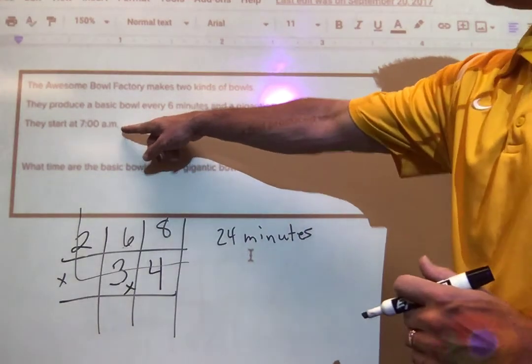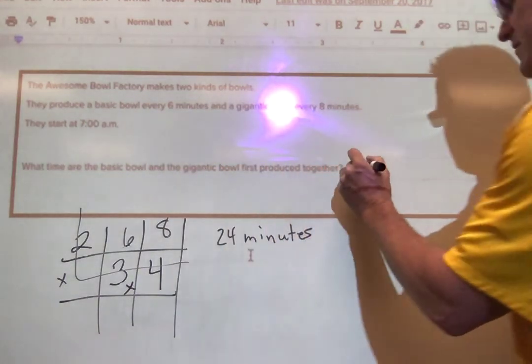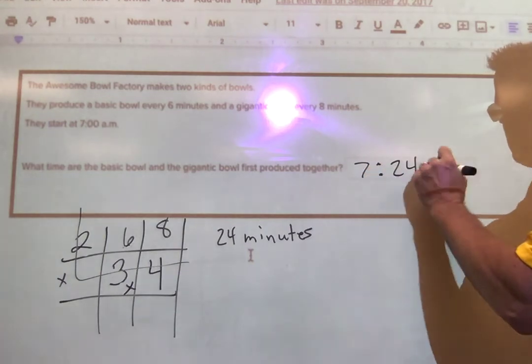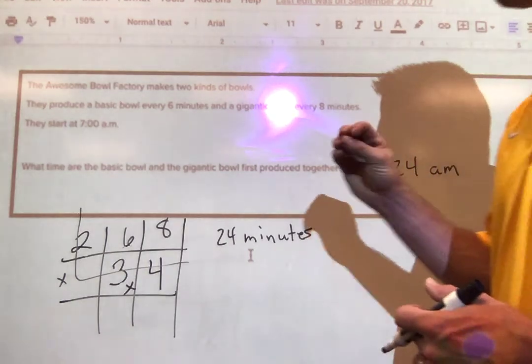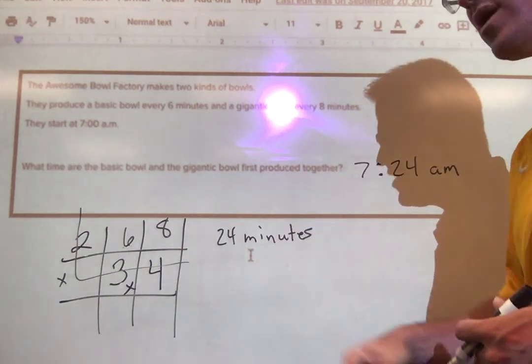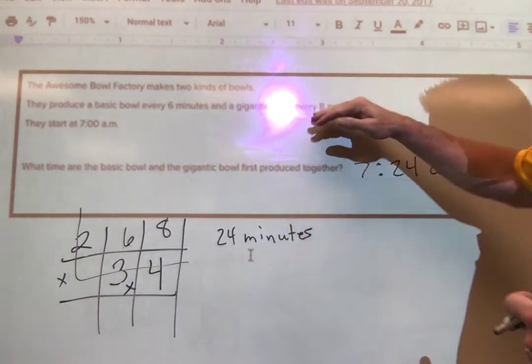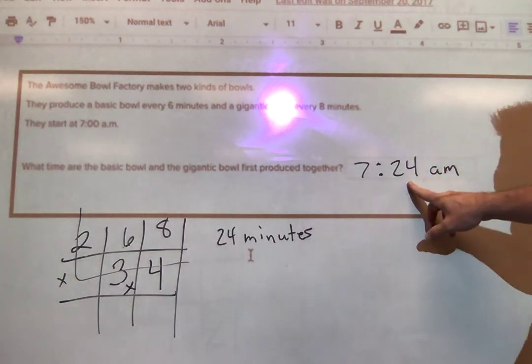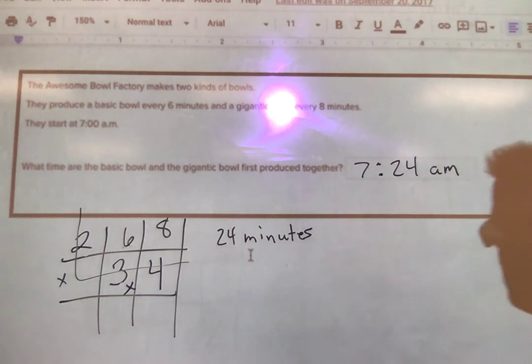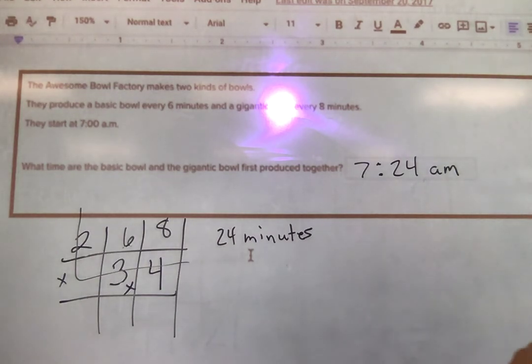So if I start at 7 and I go 24 minutes, the first time they're produced together would be 7:24 a.m. in the morning. It only takes 24 minutes, and at 7:24, both of those would get made, one of each at the exact same time. So again, the grid method works. I could have listed and started counting 7 o'clock, 7:06, 7:12. I could have gone by multiples of 6 and then done it again by multiples of 8, 7:08, 7:16. And you would see that at 7:24, they would have both landed there. So either one of those methods works, the skip counting or the grid method. And there's our answer for the second exit slip question.